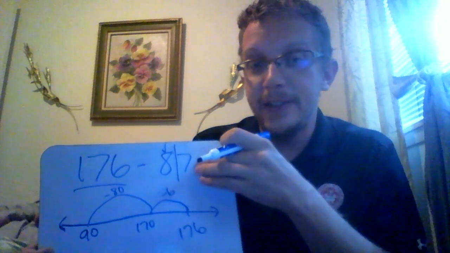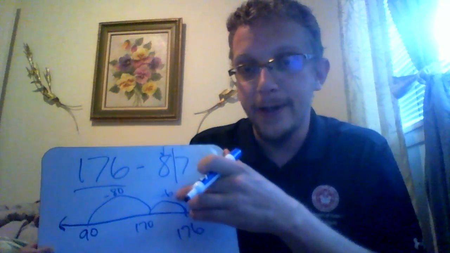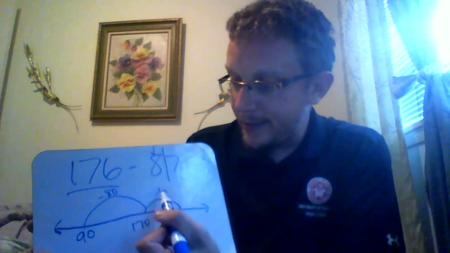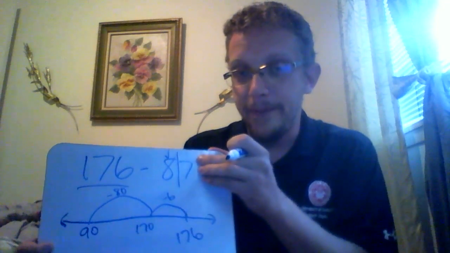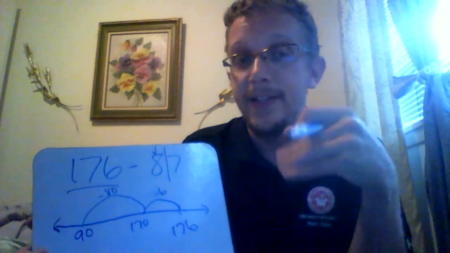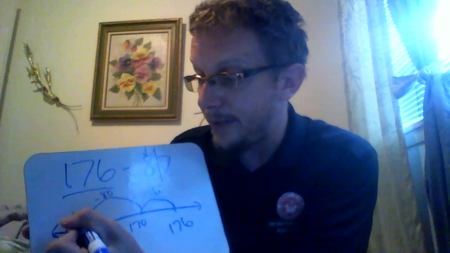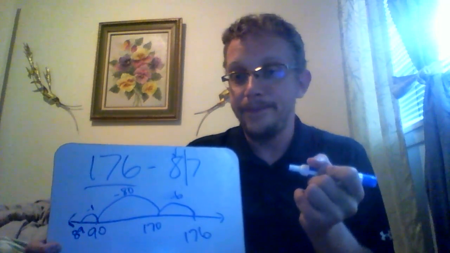But we're not quite done with the 7. We're not done with the 1s yet because I've only done 6 so far. So hey, you know what? 80 plus 6 is 86. We're not done yet with our original number. So how do we get from 86 to 87? Oh, 1. Okay, we're going to subtract 1 more. That's going to get us our answer of 89.